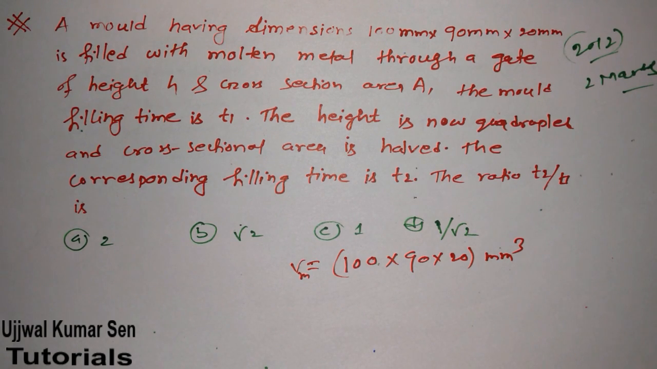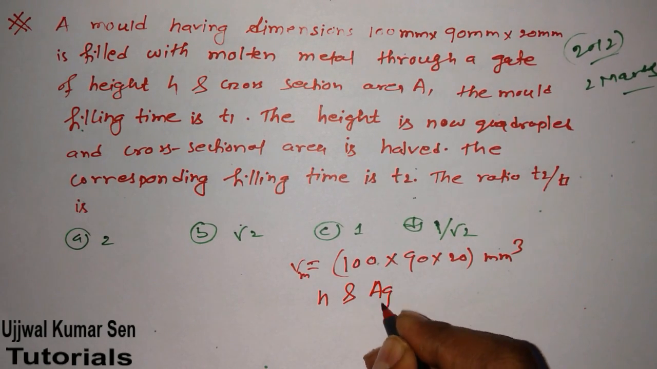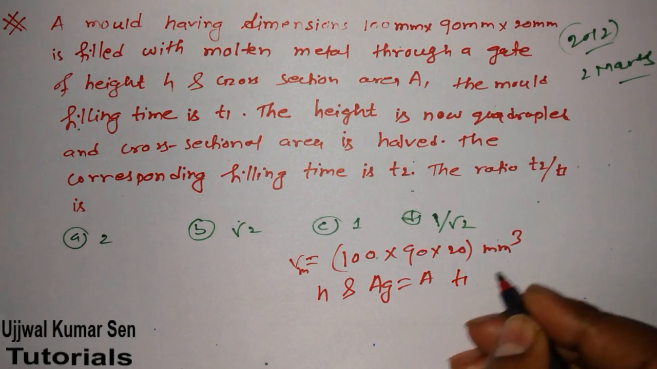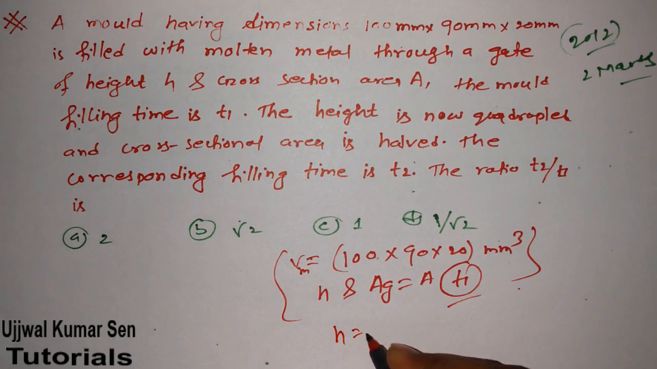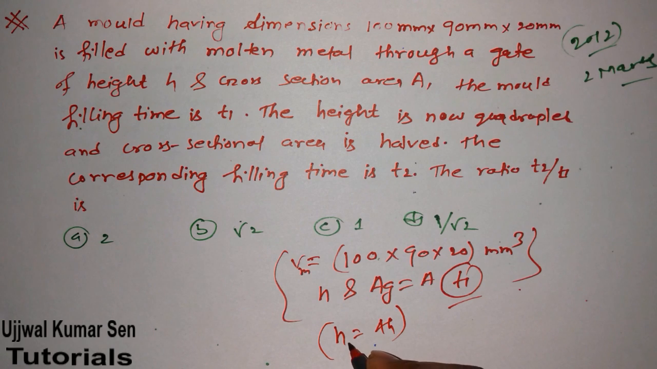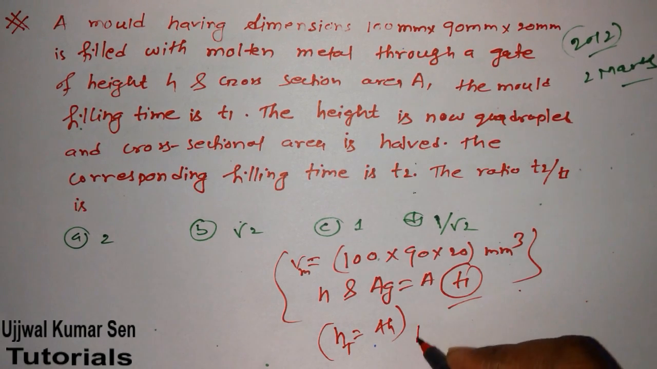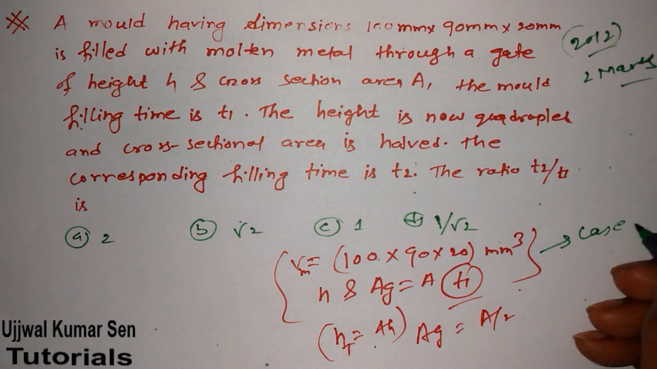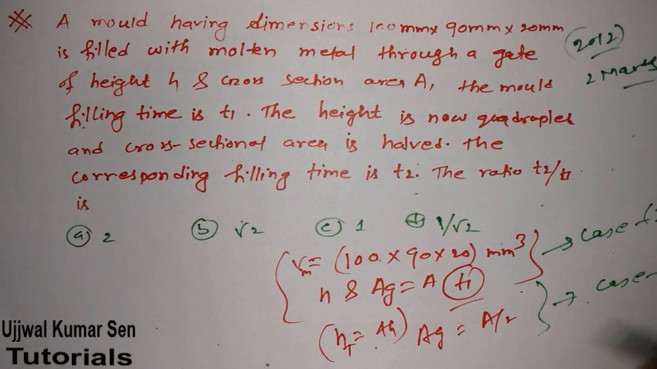It is filled with molten metal through a gate of height H and cross-sectional area A. The mold fill time is T1. So this is case 1, and it is taking time T1. Now if the height is quadrupled, meaning H becomes 4H, and the cross-sectional area is halved, meaning AG is equal to A by 2, this is case 2.